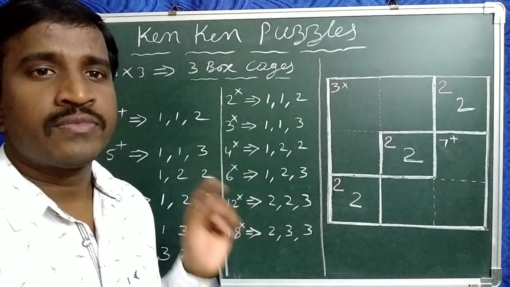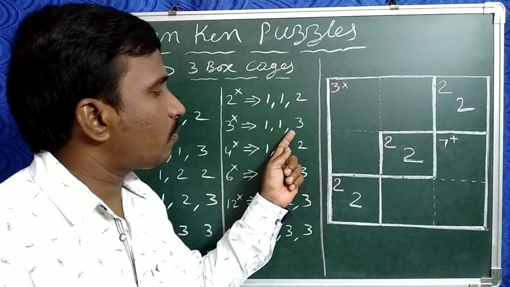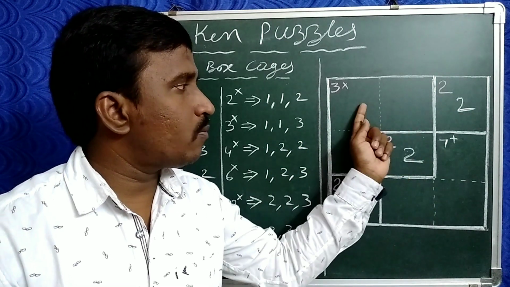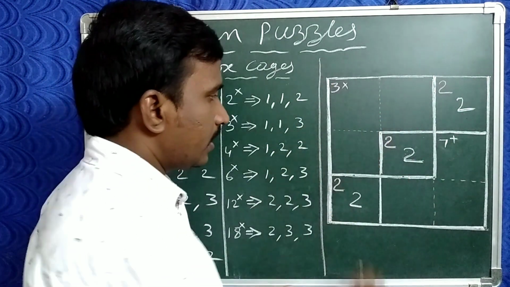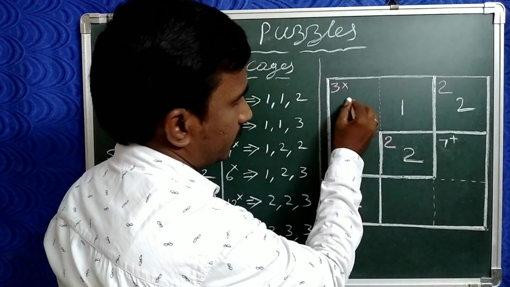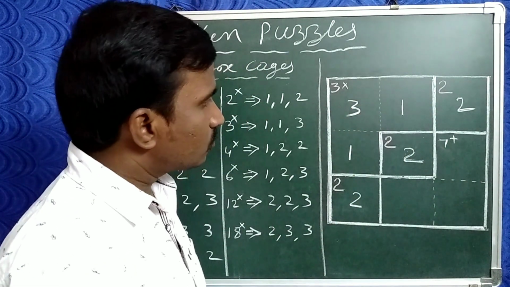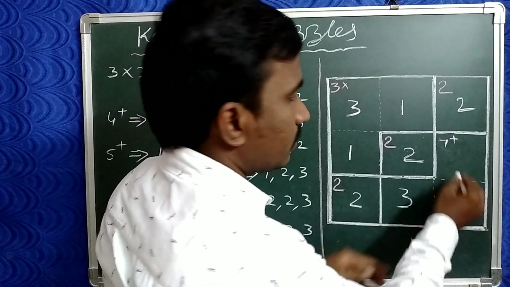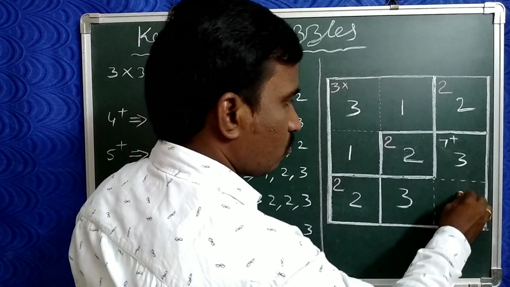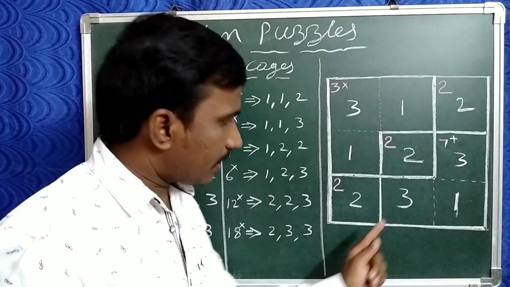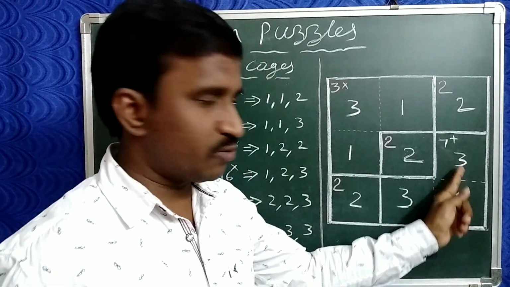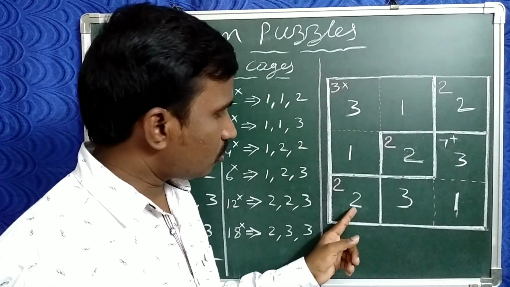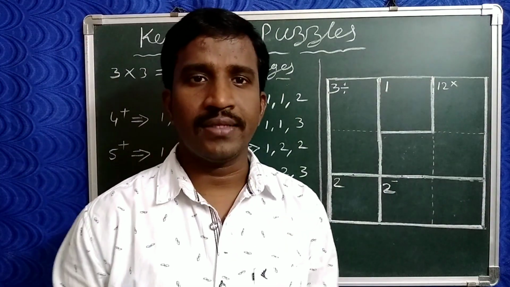Now 3 into. Here 3 into means only one possibility: 1, 1, 3. But don't write the same numbers in the same row or same column. That's why here 1 and 1 and 3. So completed, simple. So next, what are the remaining numbers here? 3. Here? 3. Here? 1. That's why here 3 plus 3, 6 plus 1, 7. Here 3 into 1, 3, 3 into 1, 3. So completed. Now check another example.